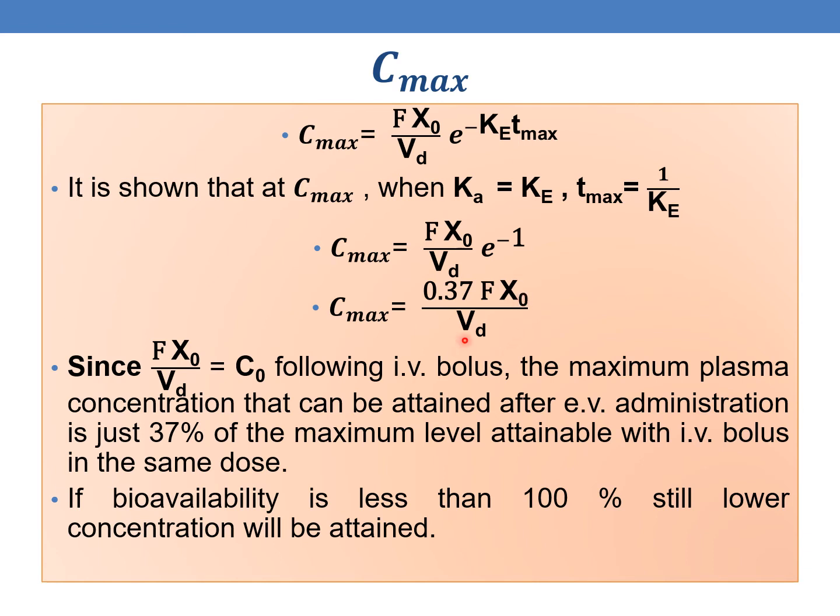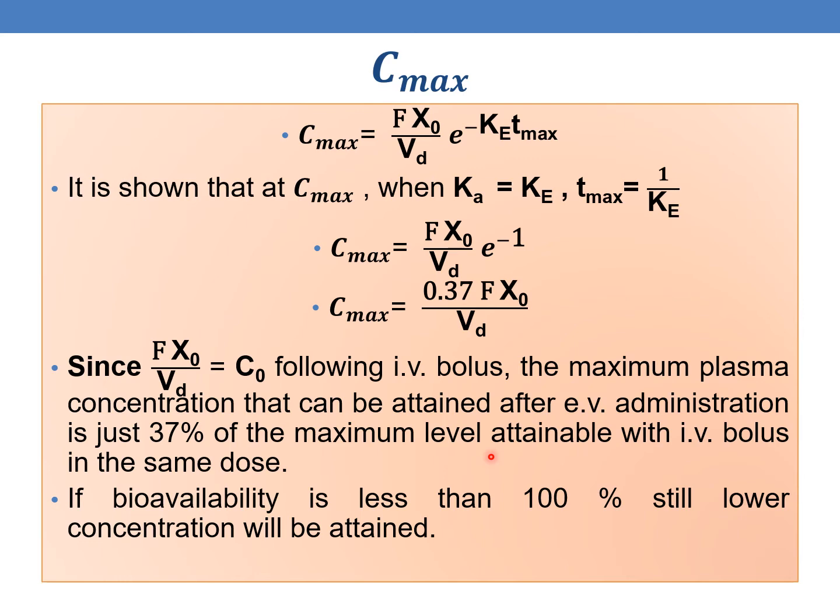If X naught and Vd are given, and the fraction of drug remaining to be absorbed is given, we can calculate Cmax by this equation. Cmax is equal to 0.37 F X naught by Vd. And we all know that F X naught by Vd is nothing but C naught. Following IV bolus, the maximum plasma concentration that can be attained after extravascular administration is just 37% of the maximum level attainable with IV bolus.